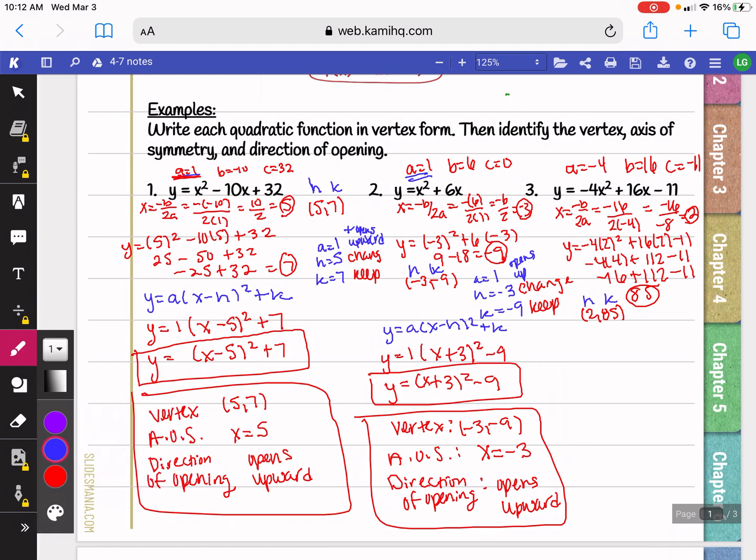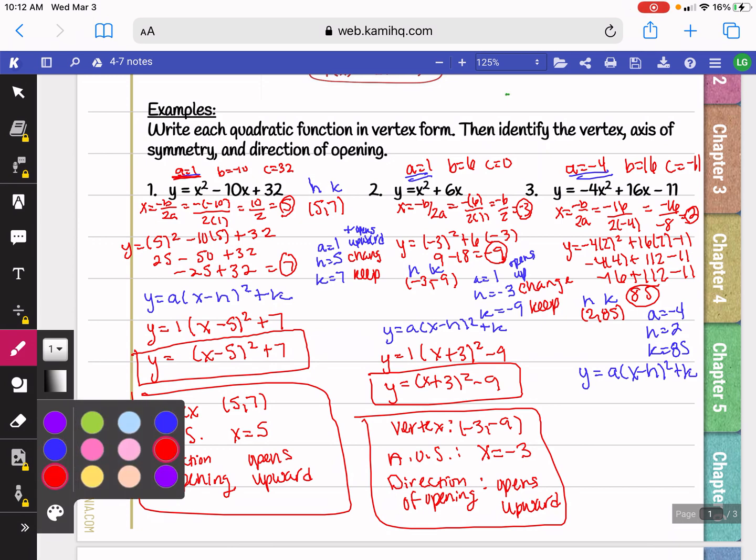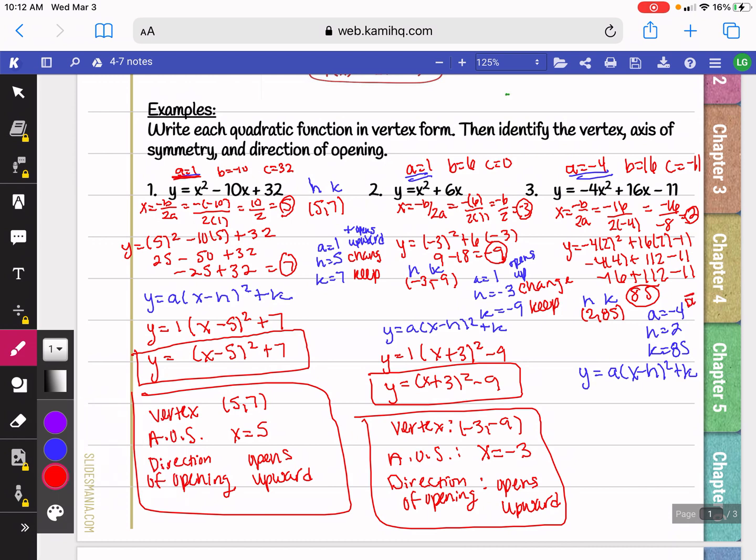So this would be my h and k, and our a earlier we said was -4. So now I'm ready to plug those into the formula for vertex form. And since my a is negative here, we know that this is going to be opening downward for later when we answer that question. So it's -4. Remember your h, you change it. So instead of +2, I'm going to write down a -2. And your k, you keep it. So I'm going to keep that +85. And that's my equation in vertex form.